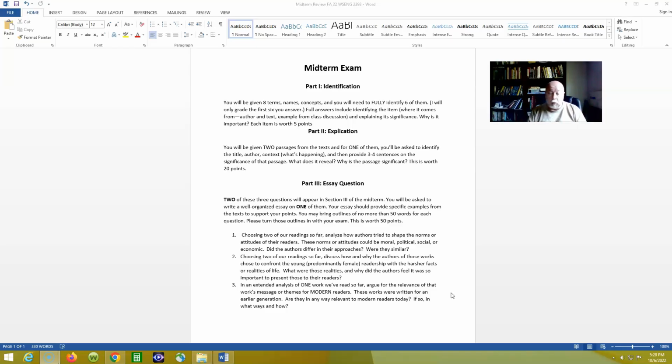And then the third one is, in an extended analysis of one work, you get to choose one work, argue for the relevance of that work's message or themes for modern readers. All these texts so far were written for an earlier generation. All of them were at least 100 years old so far, I think. Pretty close, okay? Are their messages, are their themes still relevant today? If so, in what ways and how? Okay, so there you're just going to take one. It could be a short story, it could be a poem, it could be nonfiction, it could be a novel, whatever you want to do.